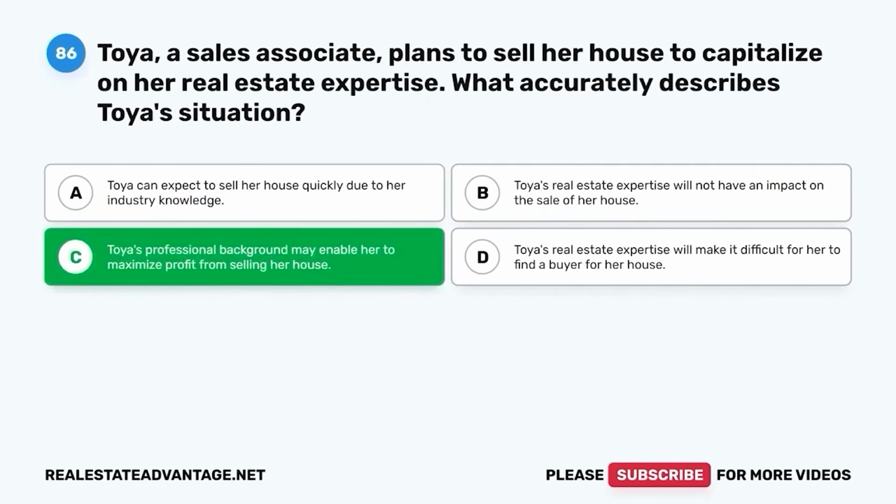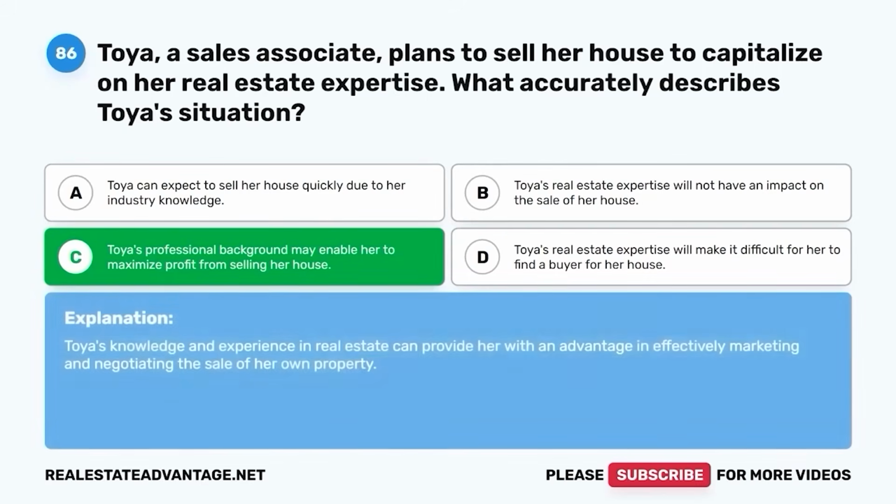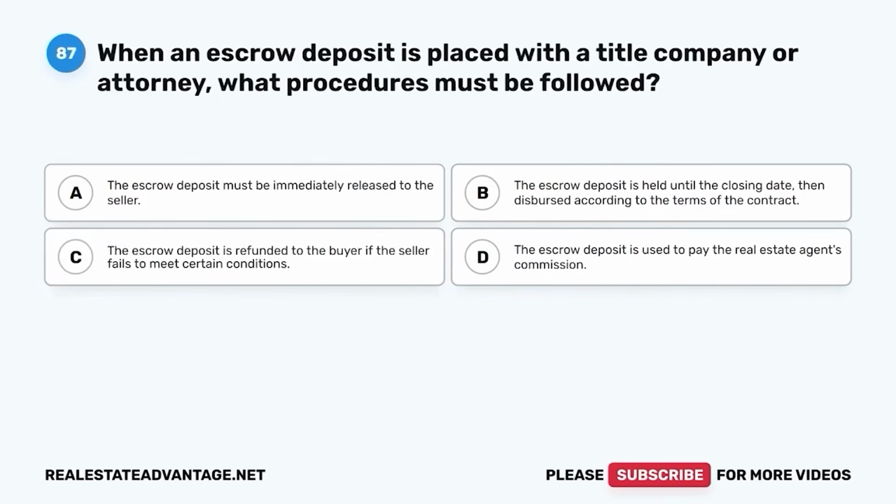Toya's professional background may enable her to maximize a profit from selling her house. Toya's knowledge and experience in real estate can provide her with an advantage in effectively marketing and negotiating the sale of her own property.